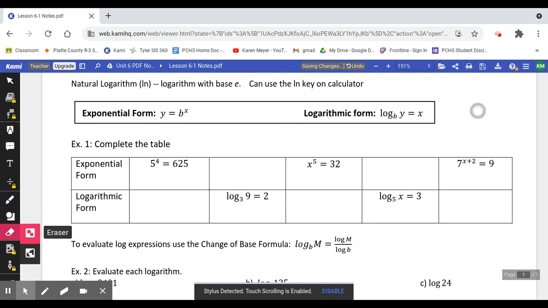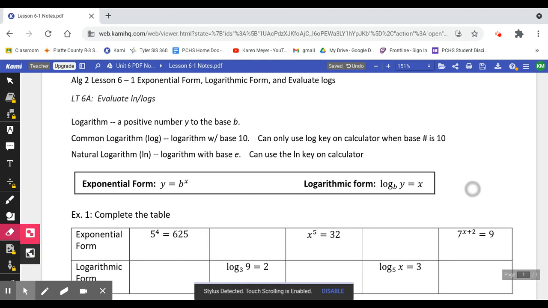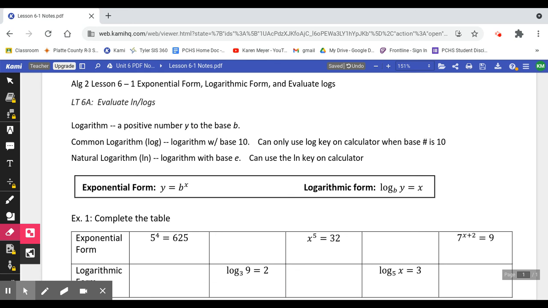Hello, today we are going to be talking about exponential form, logarithmic form, and how to evaluate logs. So we do have a few definitions that we've got to talk about. The first one is a logarithm. Logarithm is abbreviated as LOG on your calculator. So if you've ever noticed the LOG button, that stands for a log.